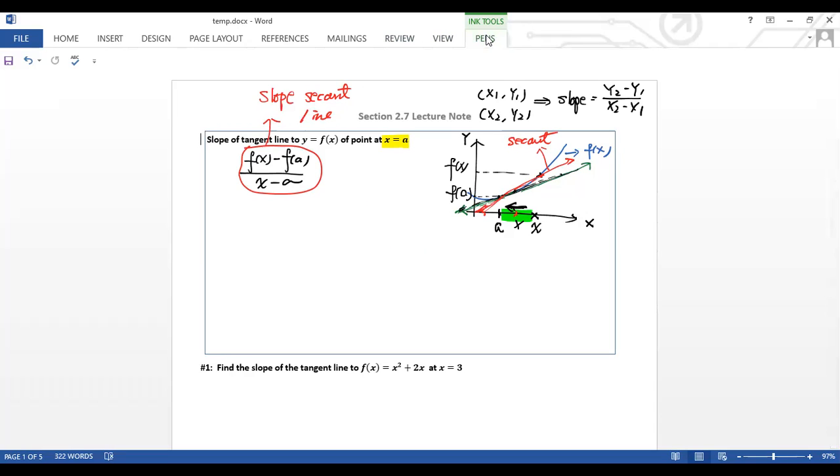And we also know that when x is moving closer and closer to a, this red line is going to get closer and closer to what? To the green line, the tangent line, right?